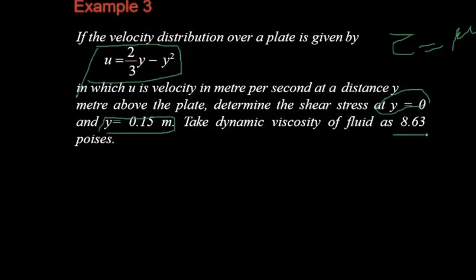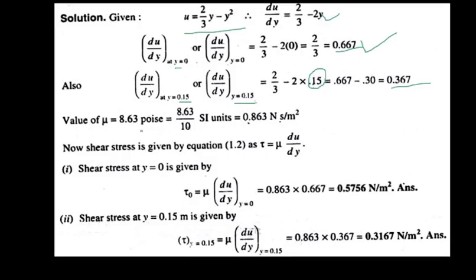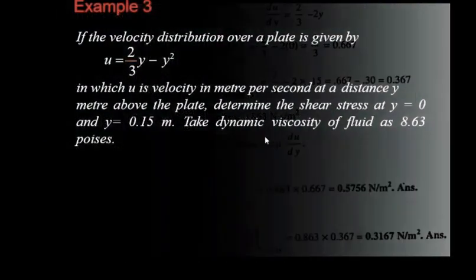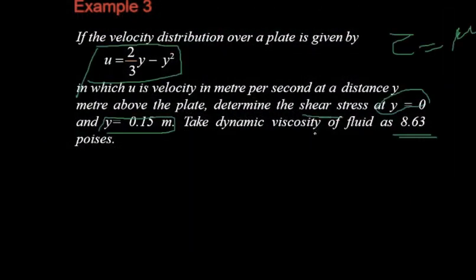Then in the question they have also given the dynamic viscosity, that is 8.63 poise. They have already given the value of mu, that is 8.63 poise. I already told you what 1 poise is: it is 1 by 10 Newton second per meter square. So the same property is used here. See here, we have to convert. The value of poise given is 8.63, divided by 10 to get SI units, which is Newton second per meter square. Now, the shear stress is what we have to find.